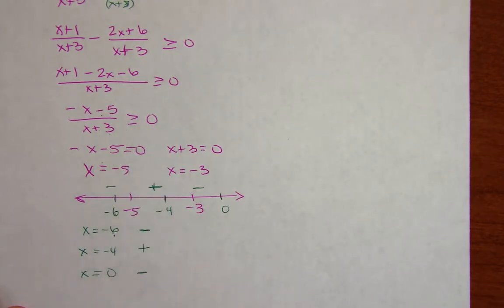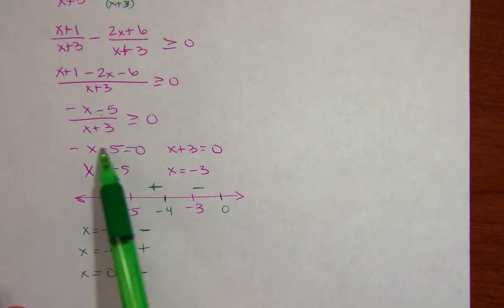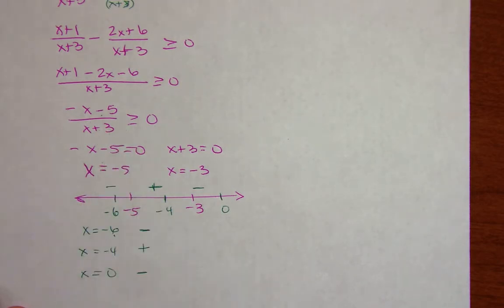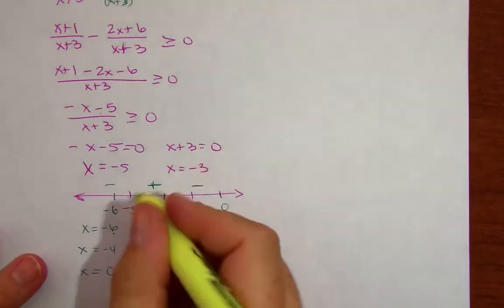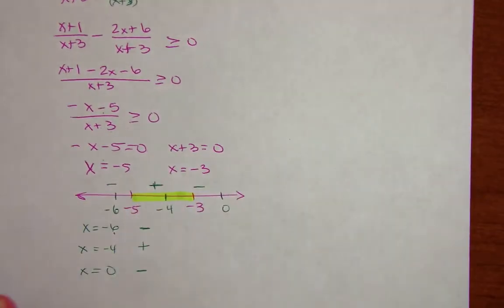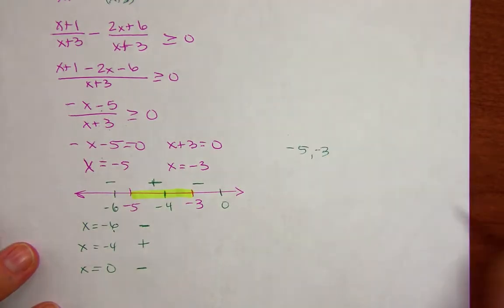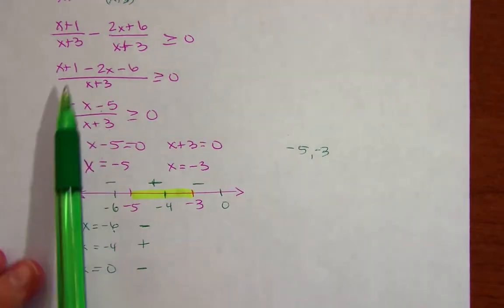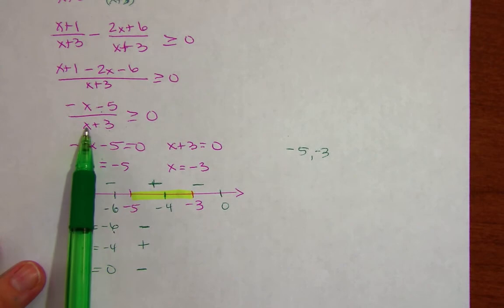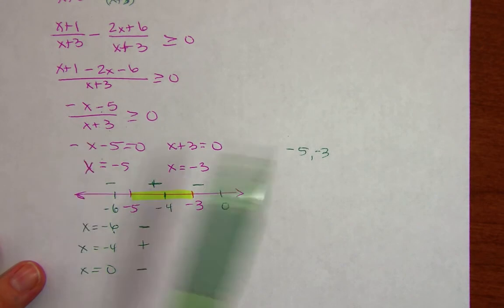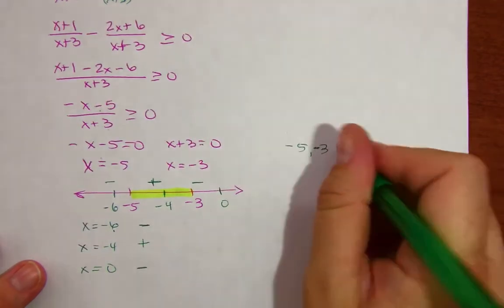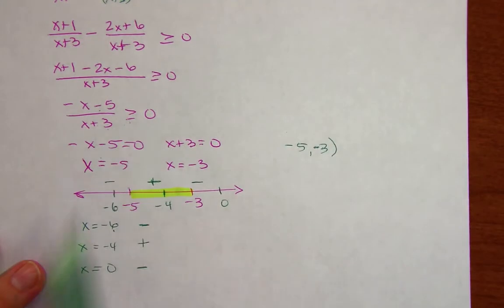Well, I can include my boundary points now, and I want it greater than or equal to 0, so I want where it's positive. So I'm looking at this highlighted area here as my solution. Now we have to be careful here because we still cannot let our denominator equal 0. So if I have from -5 to -3, what would make my denominator 0? Well, looking at my function here, plugging in -3 would make my denominator 0. So I cannot include that value even though I have the equal to sign here.